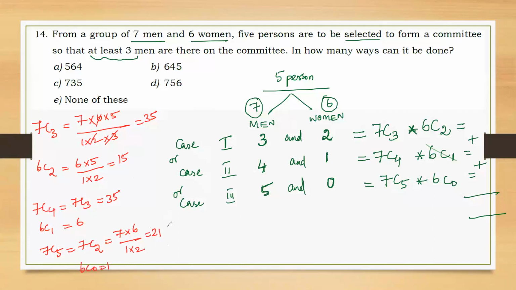Just multiply it. So 35 into 15. What is the answer? 35 into 15 is 350 plus 175. You can multiply like this: 35 into 15, so 10 plus 5. 350 plus 175 is 525. You can write 525 here. Then 35 into 6 is 210.